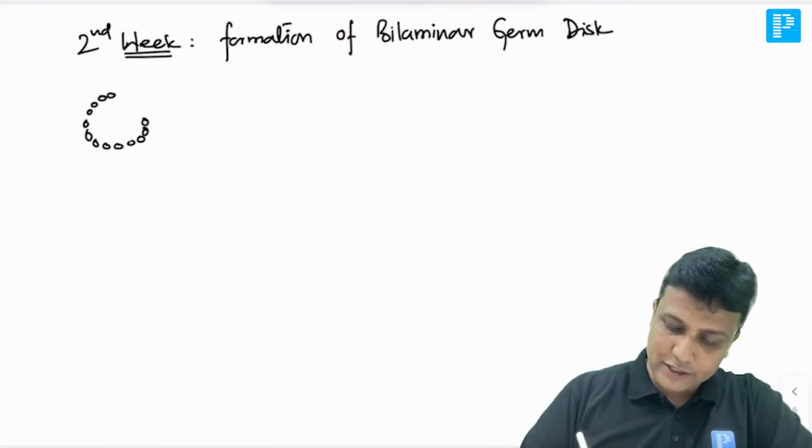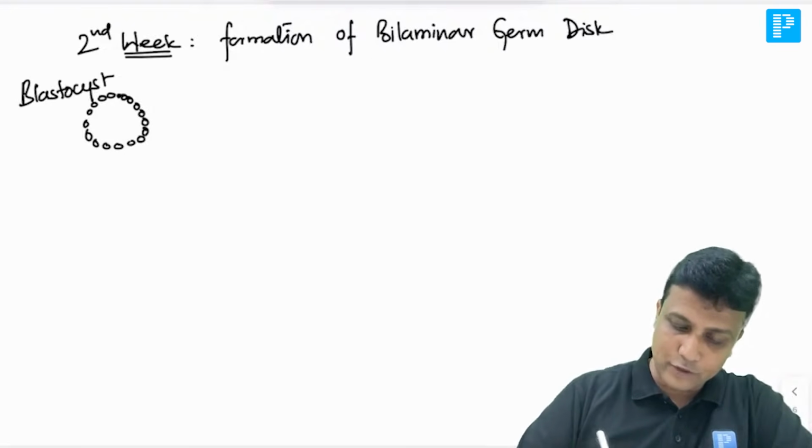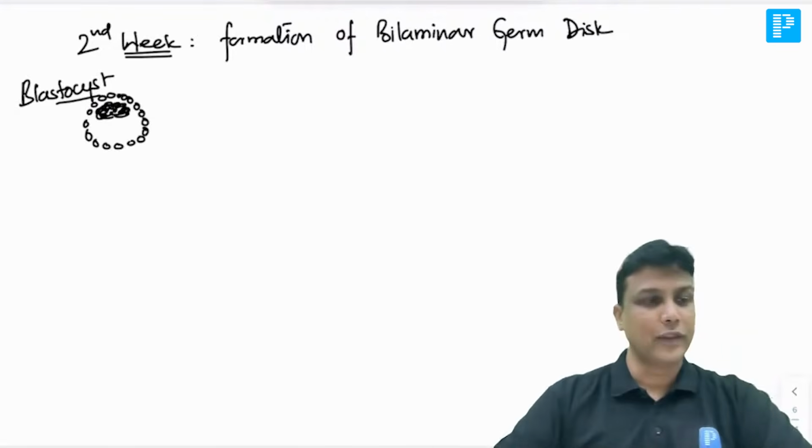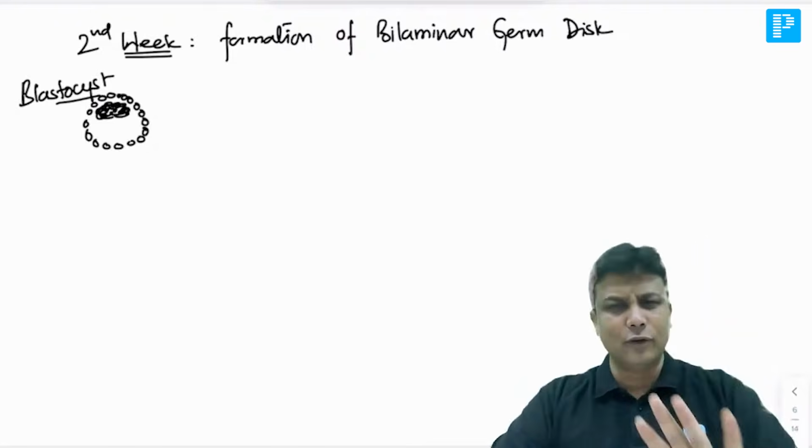Now, what is the condition of the blastocyst? How is the blastocyst looking? The blastocyst will consist of the outer cell mass, and then there will be the inner cell mass, and then you'll have the fluid filled cavity. Outer cell mass, inner cell mass, and fluid filled cavity.